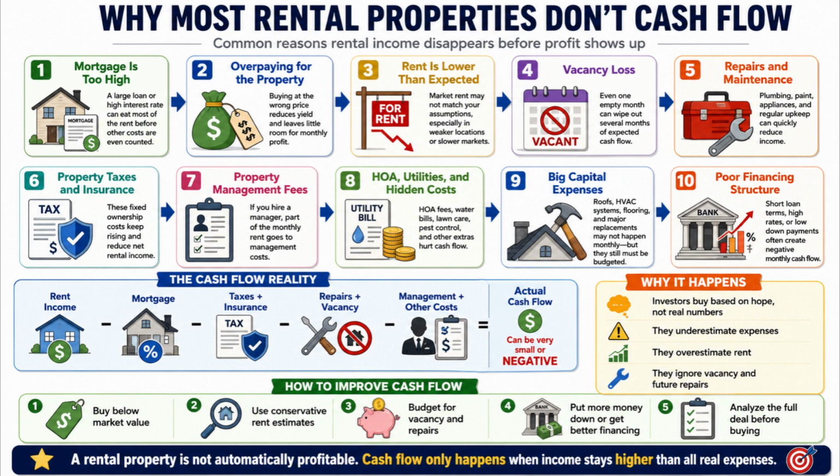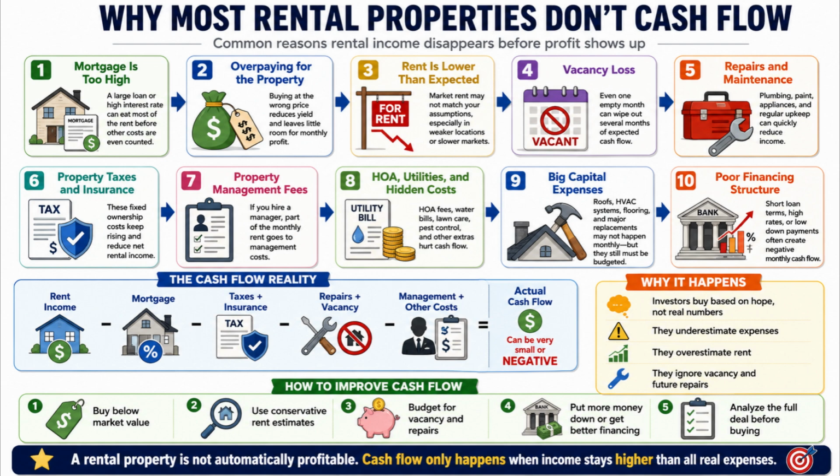Then, there are big capital expenses. Roofs, HVAC systems, flooring, and major replacements may not happen monthly, but they must be budgeted for. If an investor ignores these future costs, the property may look profitable on paper but become expensive in reality. Finally, poor financing structure can create negative cash flow. Short loan terms, high interest rates, or very low down payments often increase monthly payments. Because of that, the property may fail to produce positive cash flow from the beginning.